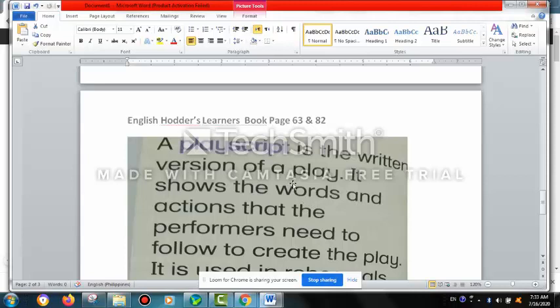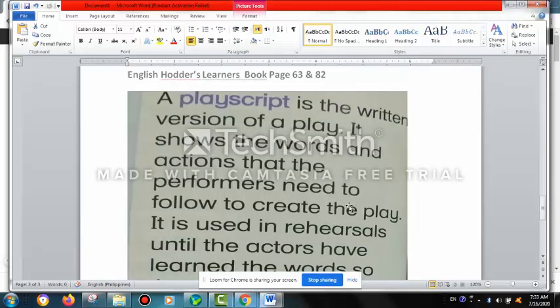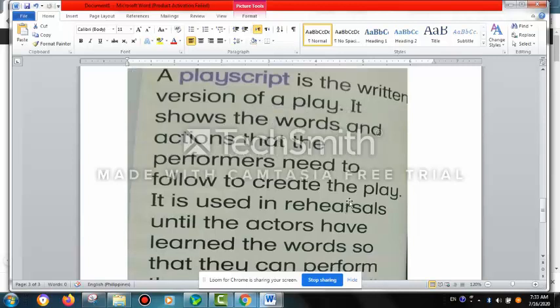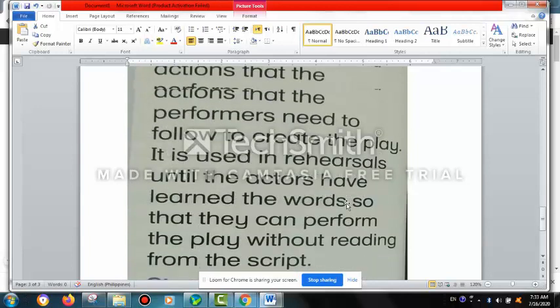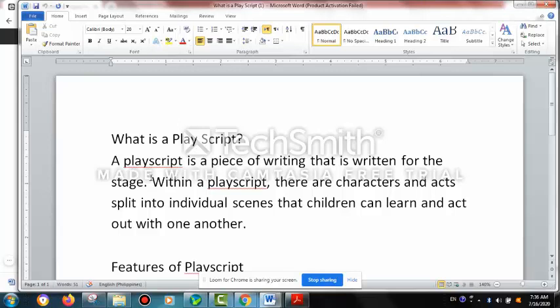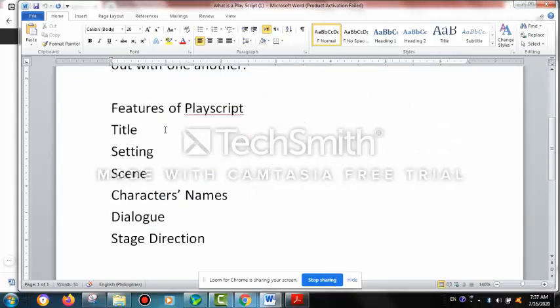So let's start. A Playscript is the written version of a play. It shows the words and actions that performers need to follow to create the play. It is used in rehearsals until the actors have learned the words so that they can perform the play without reading from the script. Also, a Playscript is a piece of writing that is written for the stage. Within a Playscript, there are characters and acts split into individual scenes that children can learn and act with one another.